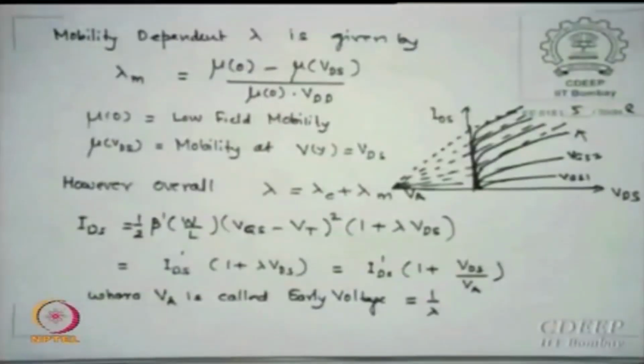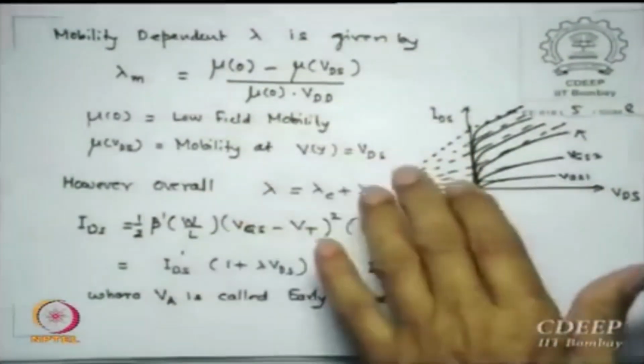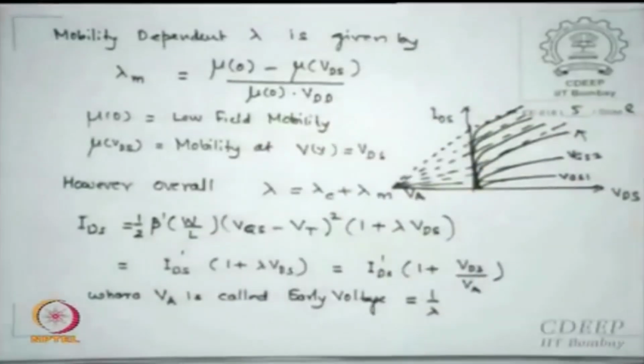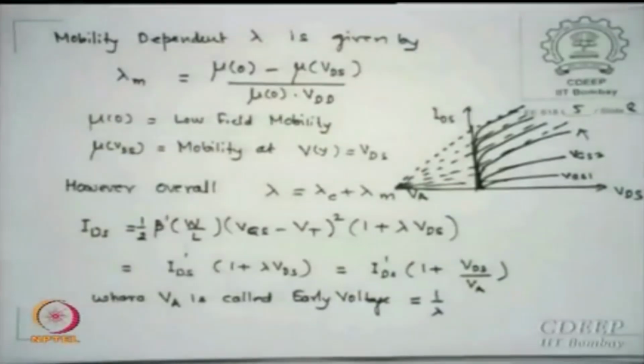The second issue in the lambda was related to lambda m, which is mobility dependent. We do not go into too much detail because it is much more interesting from the device point of view: how mobility varies and why it varies. You just take it from me that this is the expression, which is (mu 0 minus mu VDS) upon (mu 0 VDD). This is called the lambda parameter with mobility variations, where mu 0 is the low field mobility and mu VDS is the mobility at the applied bias.